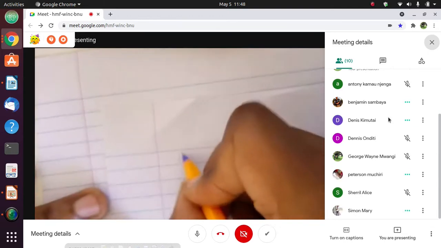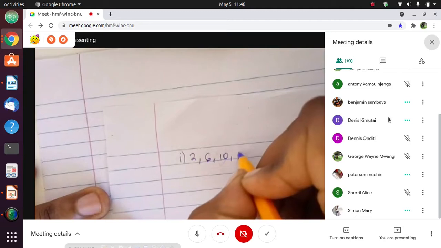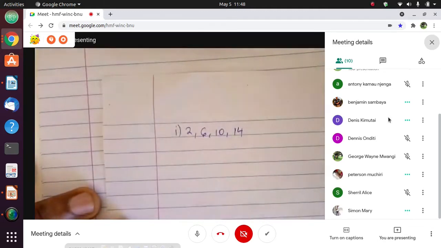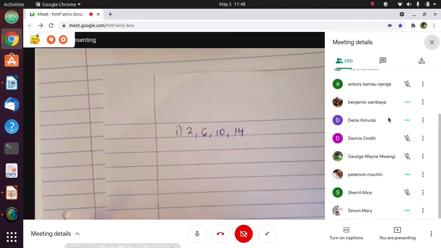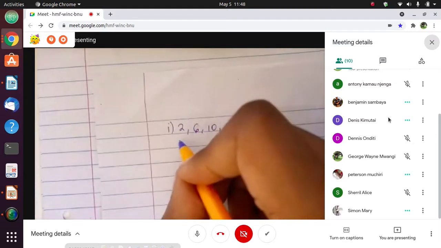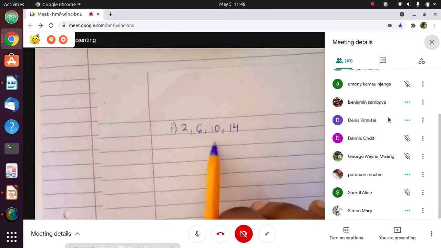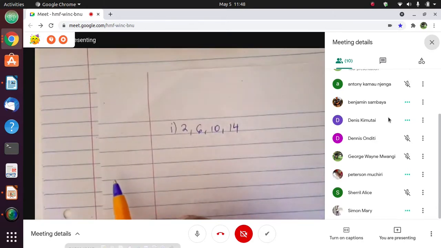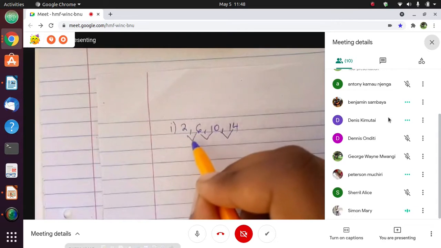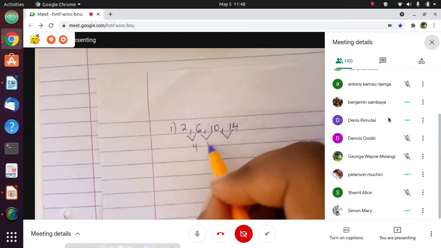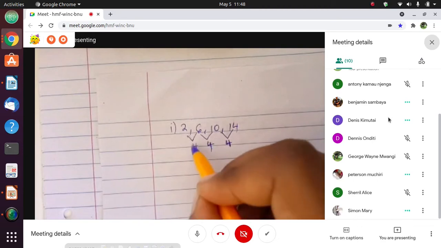Okay. For example, let's look at this sequence: 2, 6, 10, 14. And you're told to represent this in recursive form. Now, before we continue, is this a geometric or an arithmetic sequence? It is an arithmetic sequence, because the common difference between these successive numbers is 4.